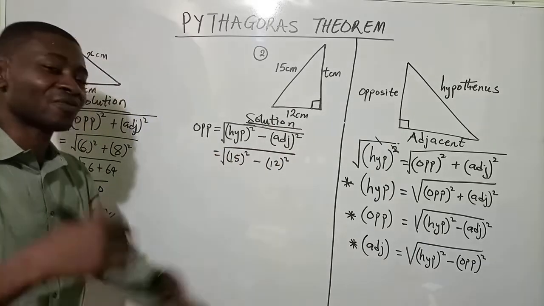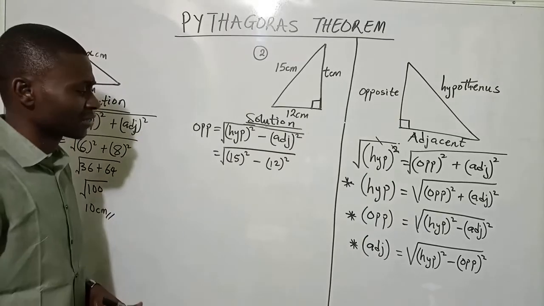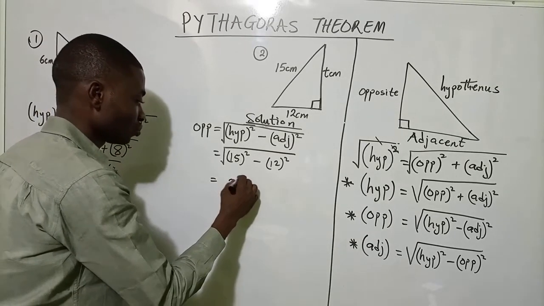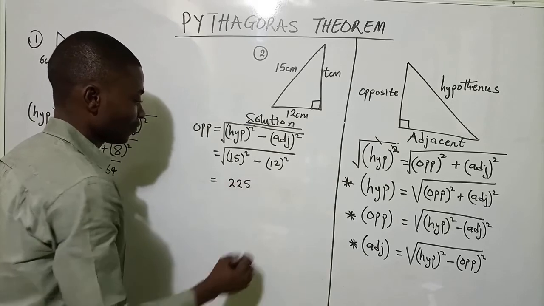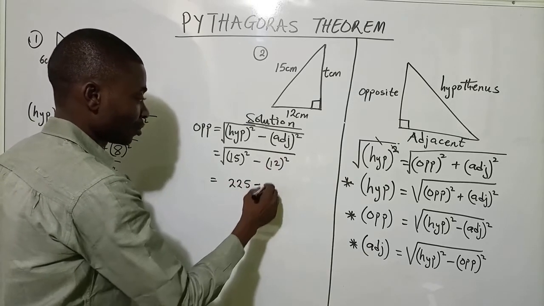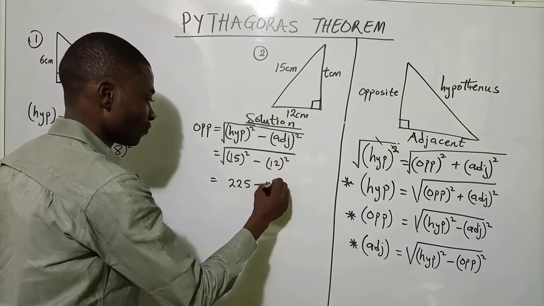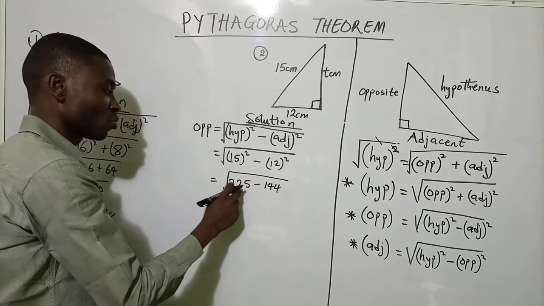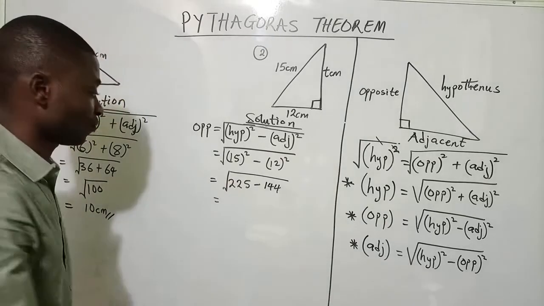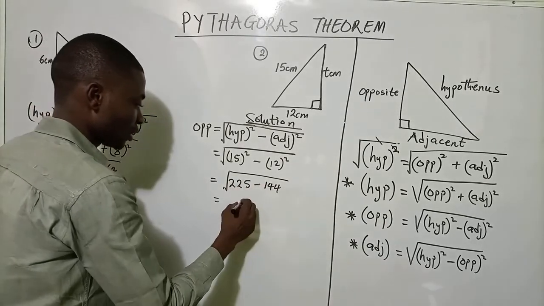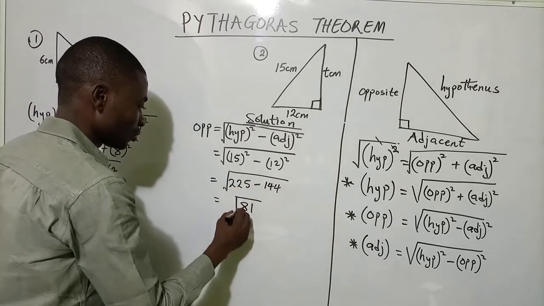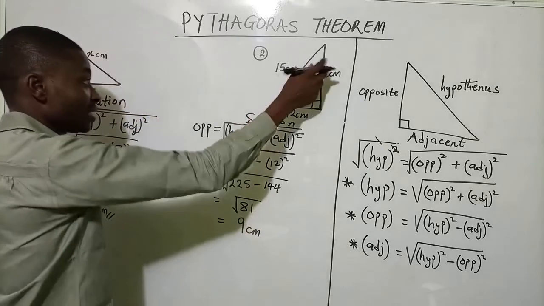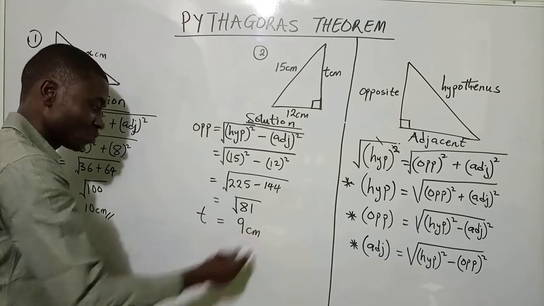So 15 square means 15 times 15. 15 times 15 will give us 225, minus 12 times 12, which is 144. So you subtract: 225 minus 144 will give us 81. So take the square root. Square root of 81 is 9 centimeter, meaning that t equals 9 centimeters.